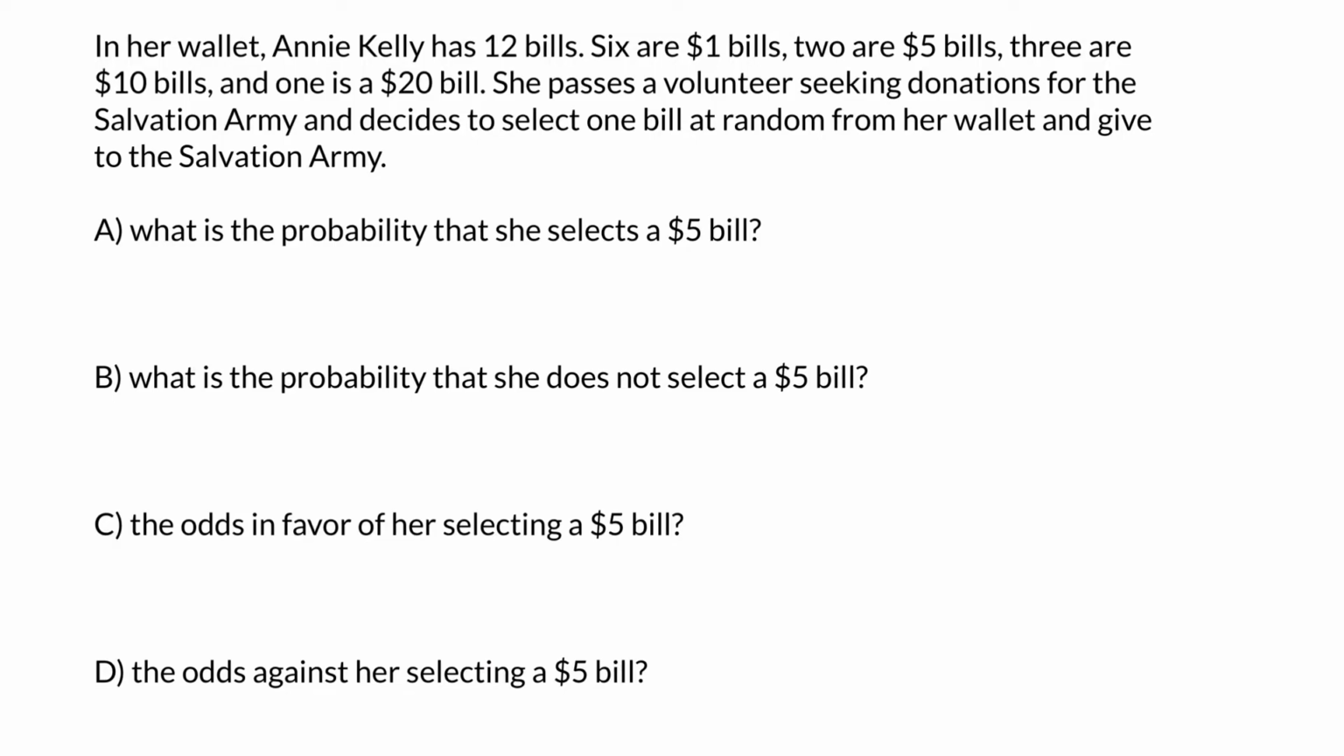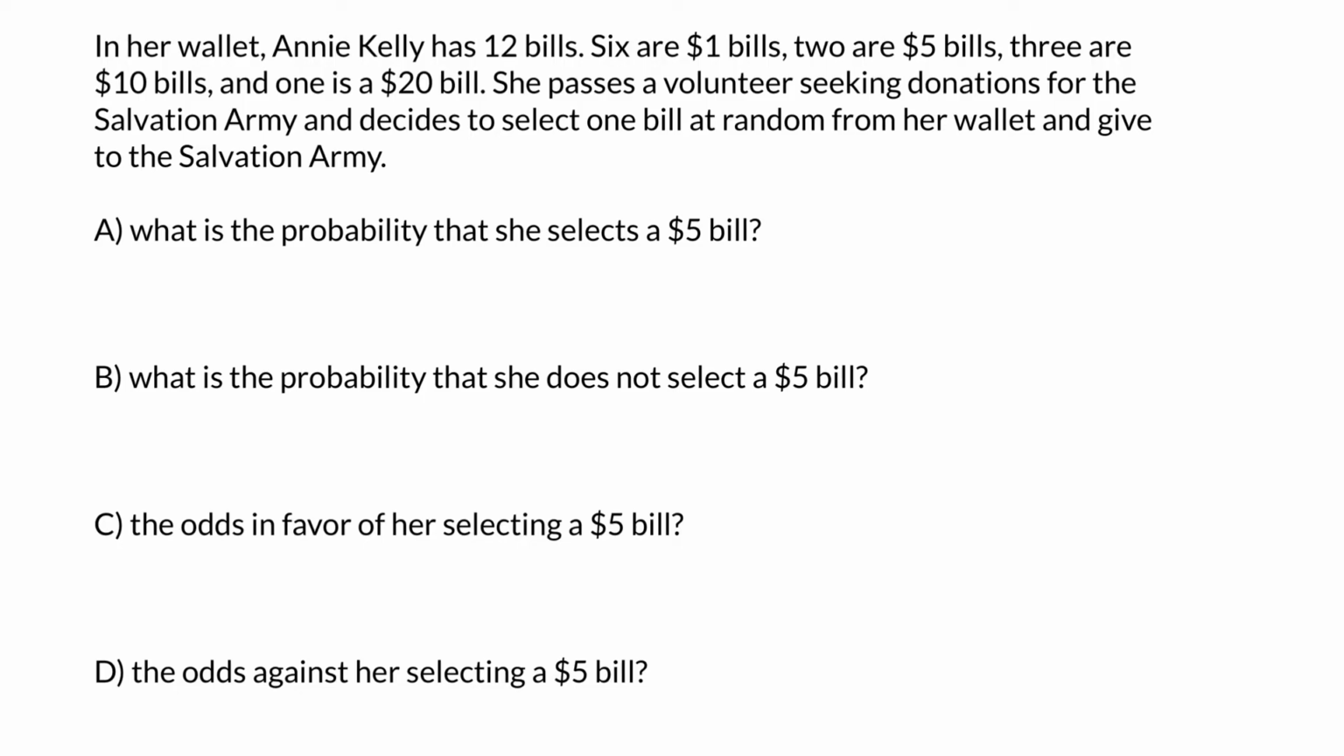So let's look at this example. It says, in her wallet, Annie Kelly has 12 bills. 6 of them are dollar bills, 2 of them are $5 bills, 3 of them are $10 bills, and 1 is a $20 bill. She passes a volunteer seeking donations for the Salvation Army, and she decides to select one bill at random from her wallet and give it to the Salvation Army.